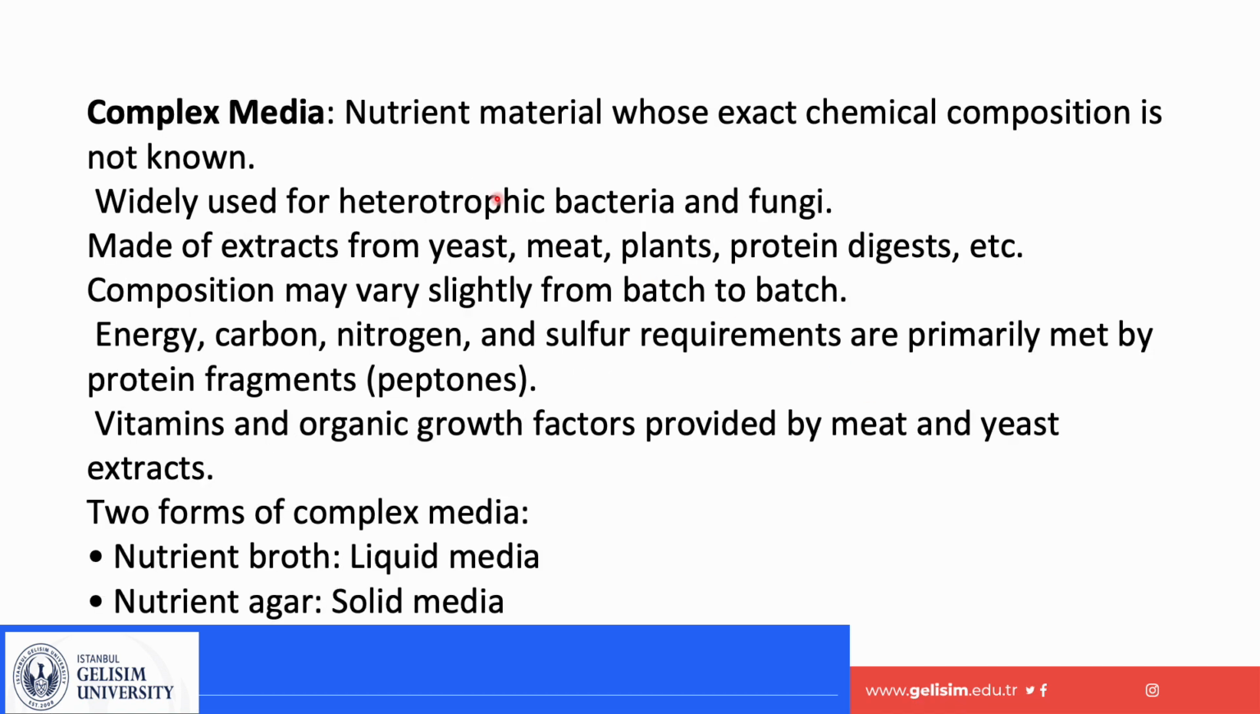Complex media is a nutrient material commonly used for the growth of heterotrophic bacteria and fungi. The exact chemical composition of complex media is unknown as it's made up of extracts from yeast, meat, plants, and protein digests. Energy, carbon, nitrogen, and sulfur requirements are primarily met by protein fragments, which we call peptones, while vitamin and organic factors are provided by meat and yeast extracts.